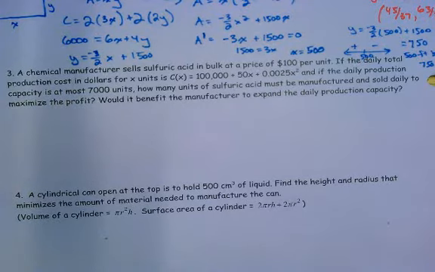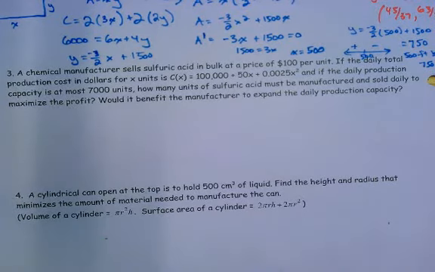Okay, so you have a chemical manufacturer that sells sulfuric acid in bulk priced at $100 per unit. If the total daily production cost is given for x units, is that the cost function, and the daily production capacity is 7,000 units. How many units of sulfuric acid can be manufactured and sold daily to maximize profit? And then would it benefit the manufacturer to expand the daily production capacity?